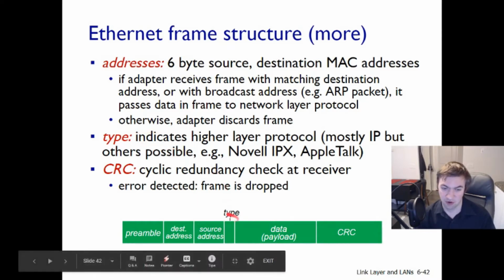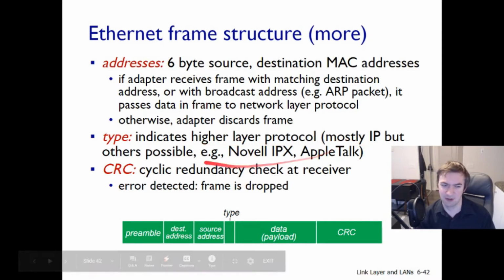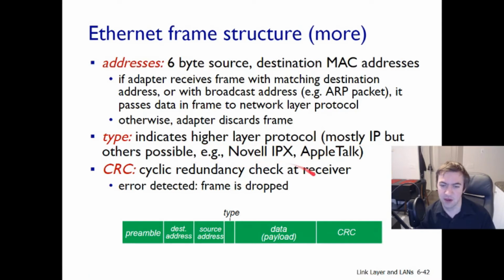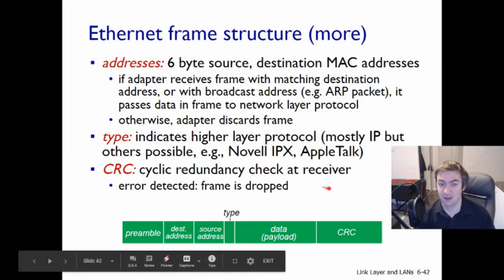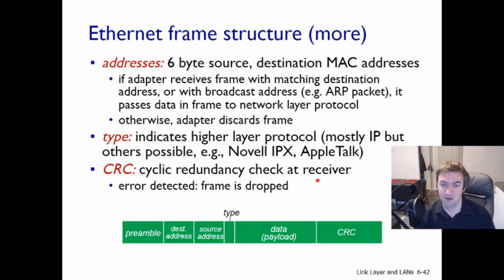Type, which is stored here, basically just indicates what protocol we're talking about. Usually it's IP, but there might be some others that are available. And then finally CRC, that's the cyclic redundancy check done at the receiver to make sure that there are no errors. If there is an error detected, then the frame is dropped.